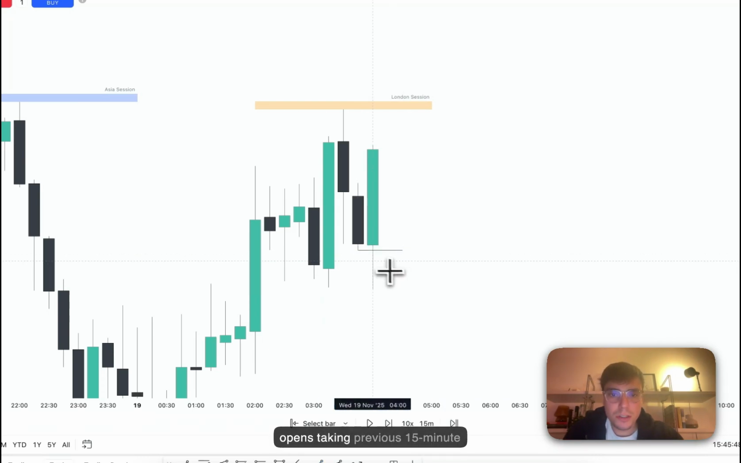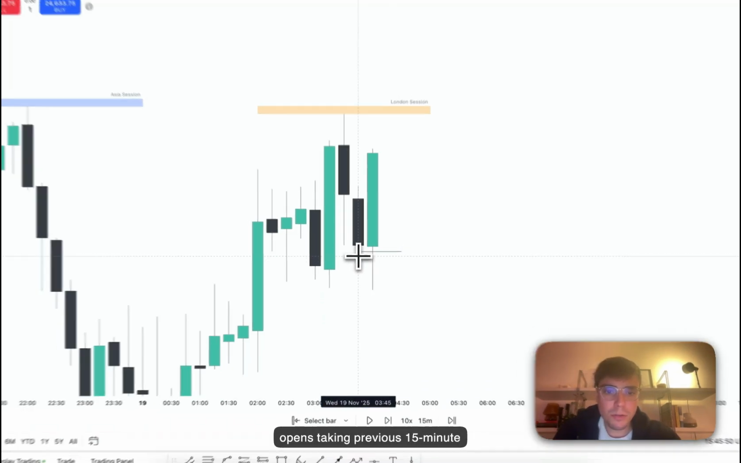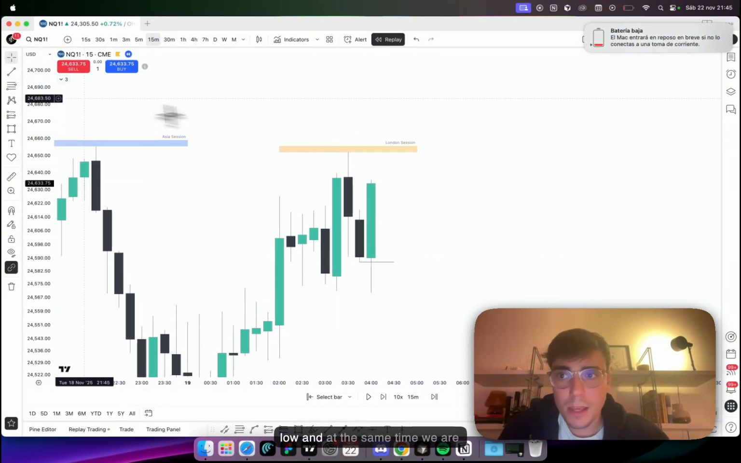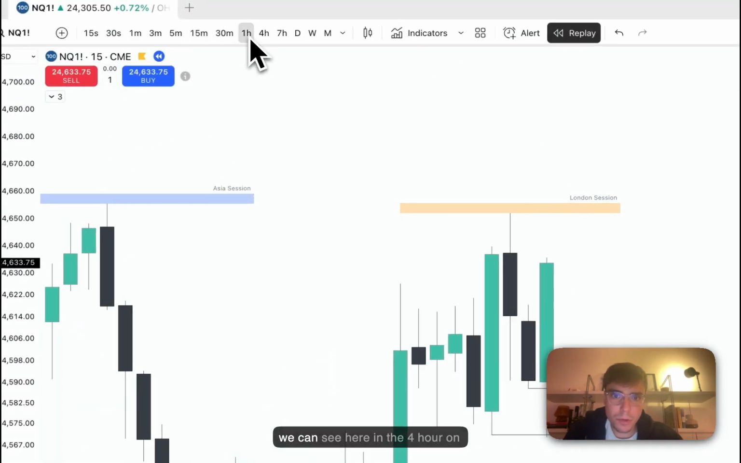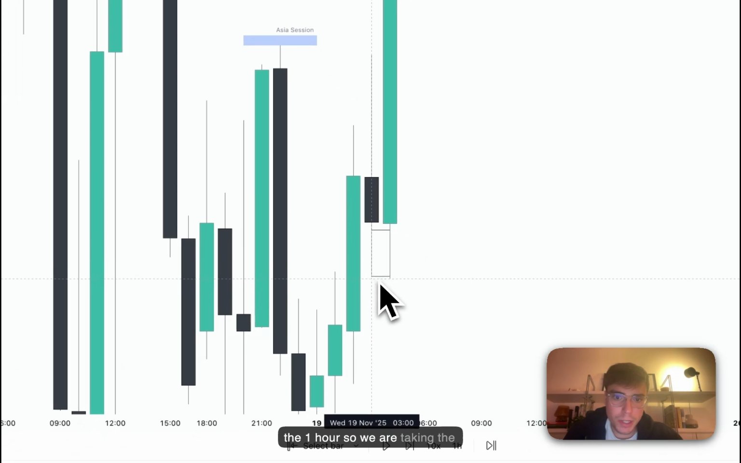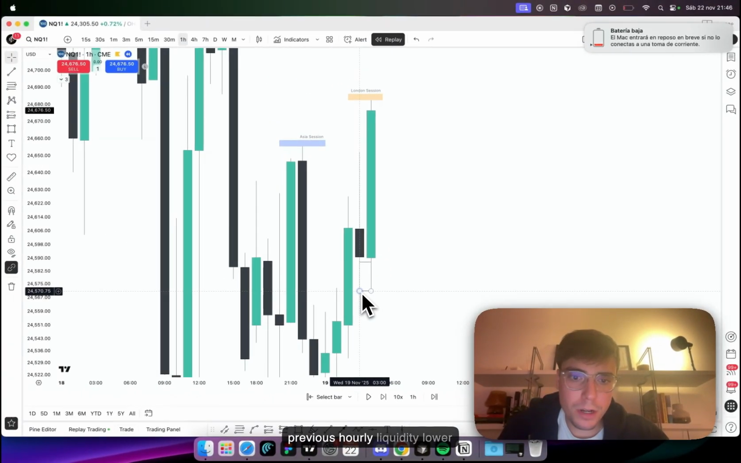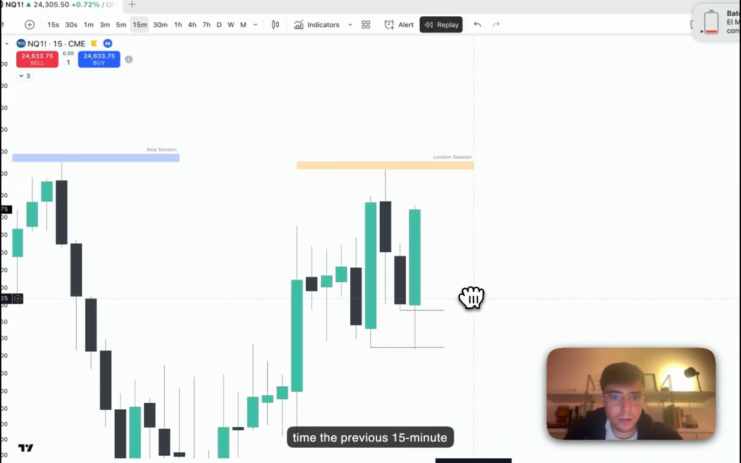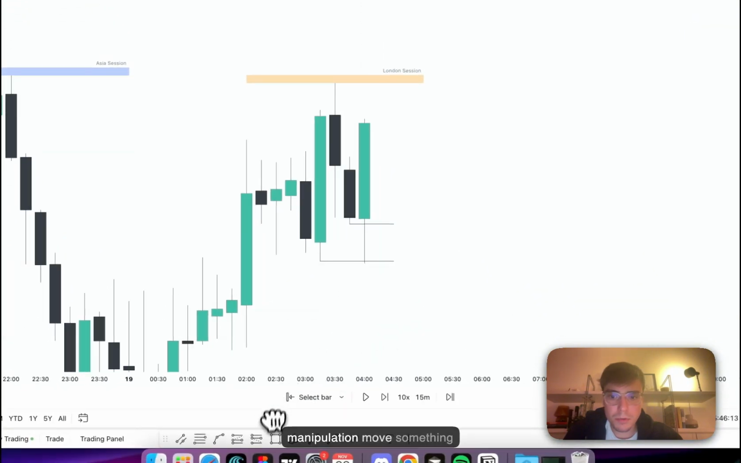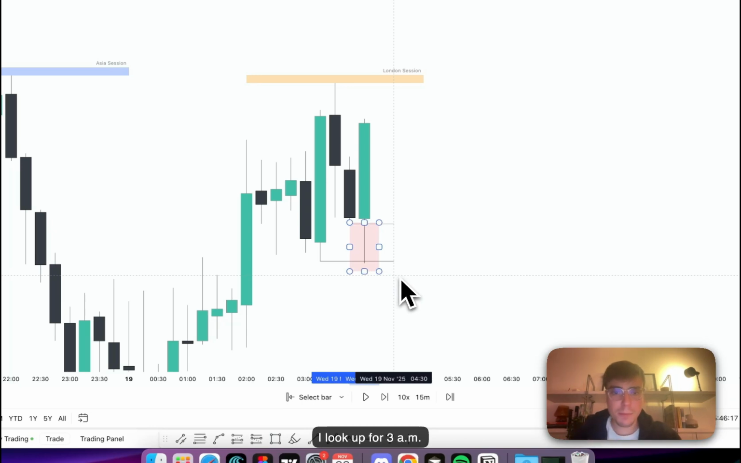4 a.m. opens taking the previous 15-minute candle, so the 3:45 low. And at the same time, we are taking liquidity from the 3 a.m. low, so the previous hourly candle. We can see here on the 1 hour. So we are taking the previous hourly liquidity lower first, right at open, and at the same time the previous 15-minute candle. So that will be my manipulation move. Something that, as I said before, I look at for 3 a.m., but 4 a.m. also gives us the move.